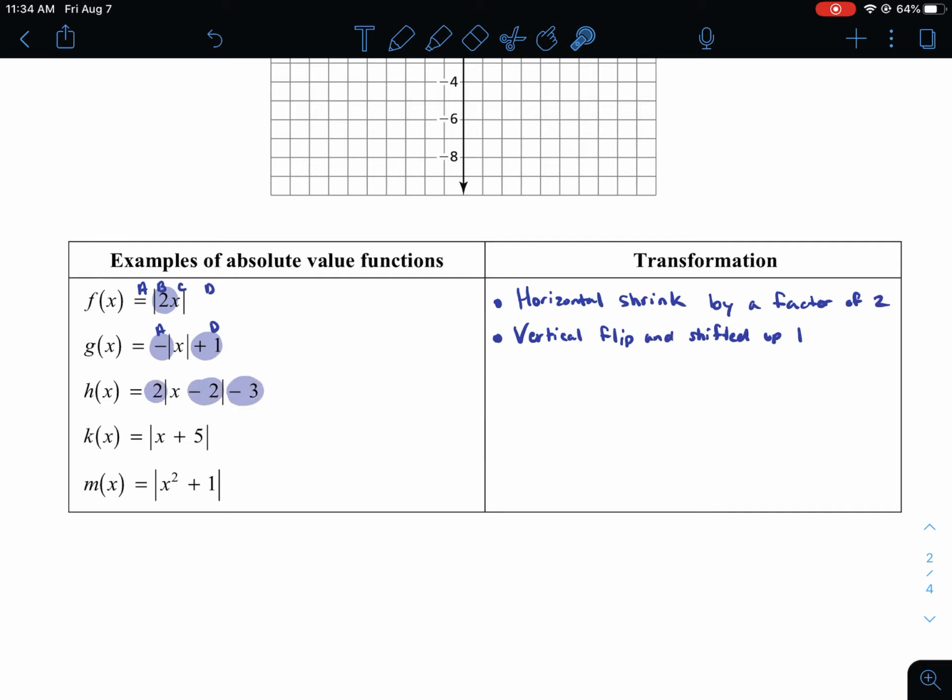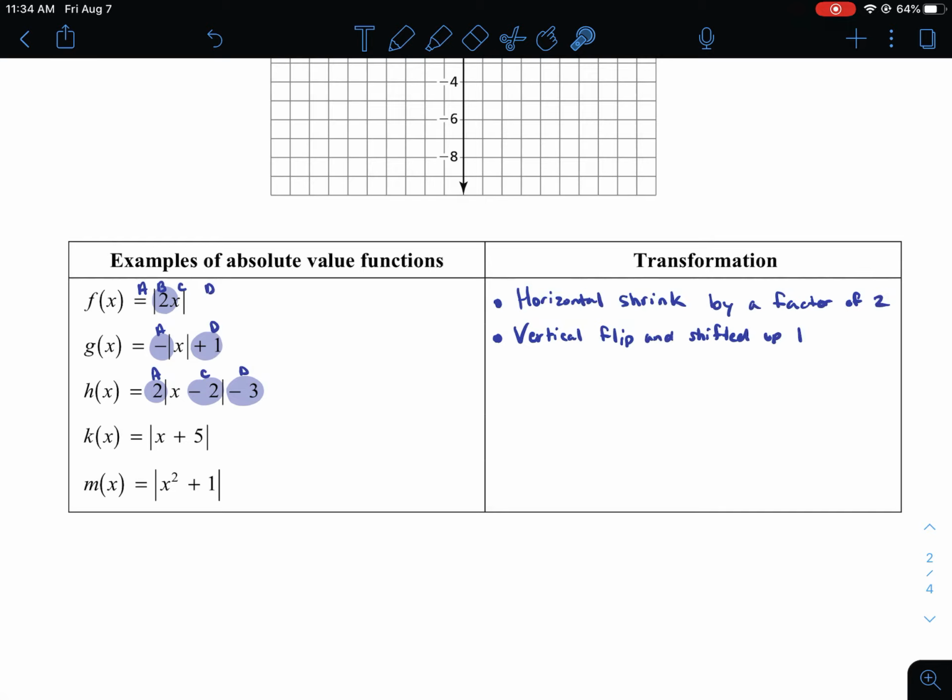Try the other ones here. This one has 3 things added to it. It has an A, a C, and a D, so a lot going on here. The A is on the outside, so that is a vertical stretch. So you'll see that will make it steeper or thinner. It's going to be more sharp and not as flat. It'll be taller.